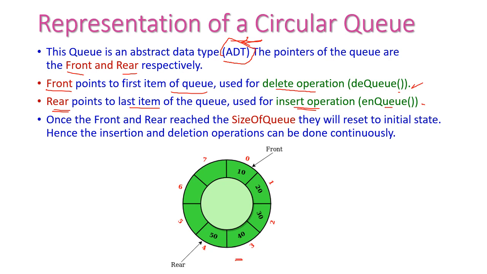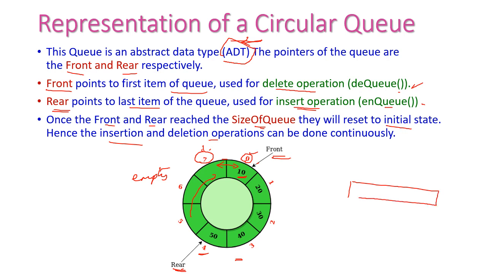See in this diagram, the last node is connected to the first node, and the front pointer points to the first item in the queue and the rear pointer points to the last item in the queue, and these places are empty. Once the front and rear pointers reach the size of the queue, here the size of the queue is 7, right? Once they reach the end, they will reset to the first item. That is the initial state. So the initial value will again be set for the front and rear pointers. Hence, the insertion and deletion operations can be done continuously, unlike the normal linear queue.